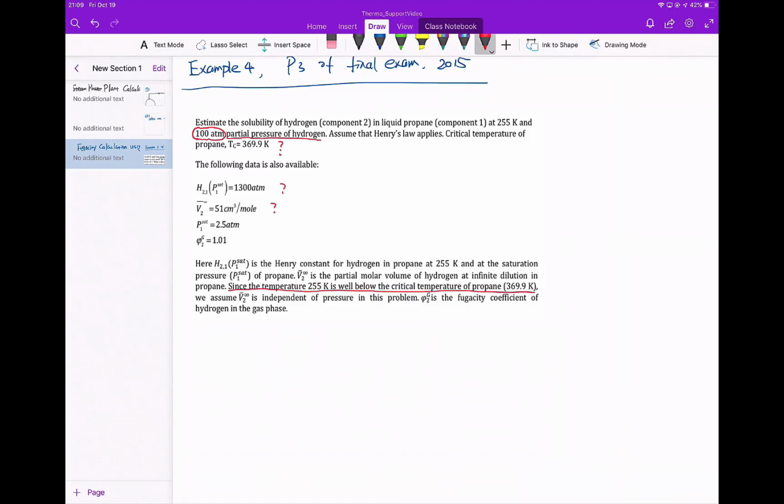Since the temperature, 255 K, is well below the critical temperature of propane, we assume V2 infinity partial is independent of pressure in this problem. Okay, so if the pressure is changing, then we don't need to worry about the partial molar volume of hydrogen changing. And then this is the fugacity coefficient of hydrogen in the gas phase.